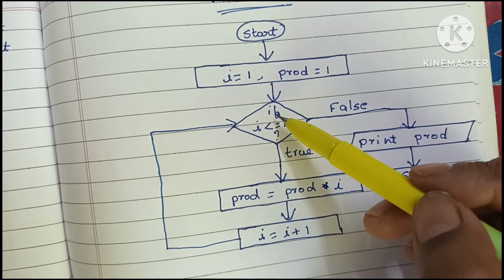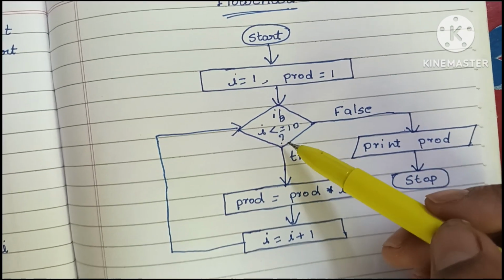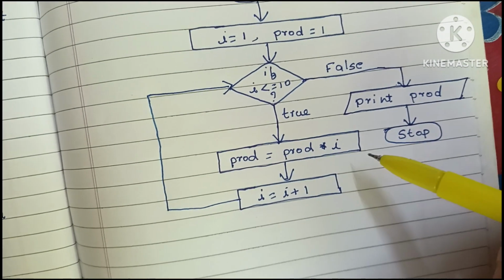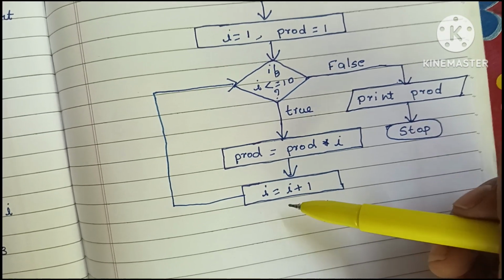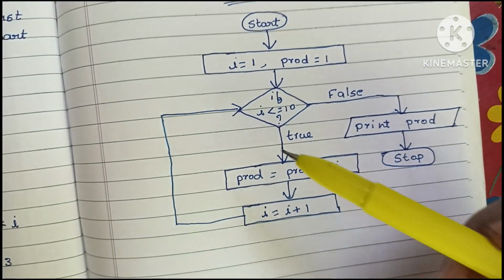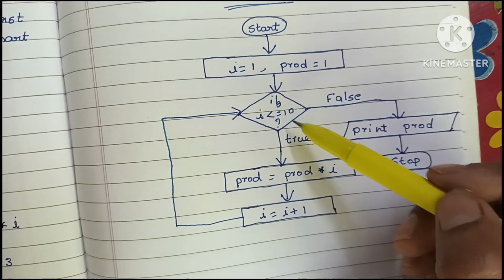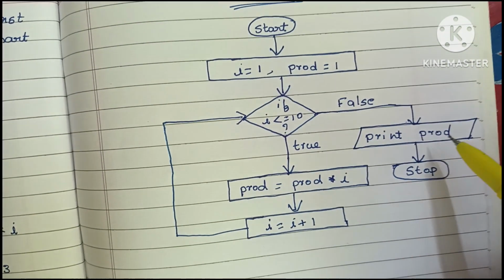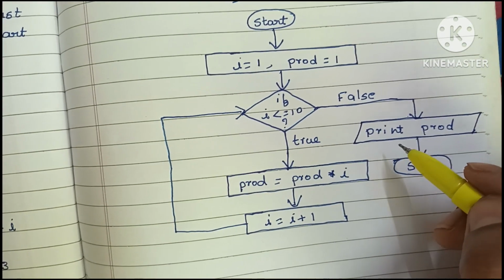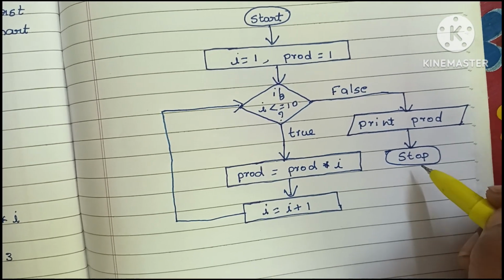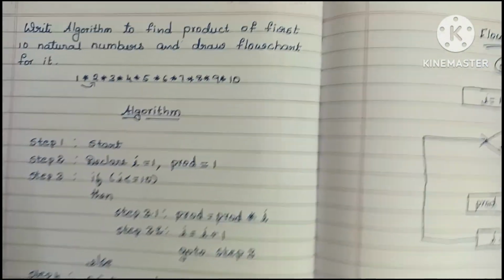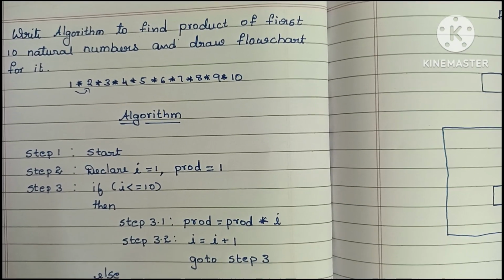Within that we have to write if I value is less than or equal to 10. If this condition is true, we have to calculate the product value, that is product is equal to product into I. Next we have to increase the value of I by 1, that is I is equal to I plus 1, and go back to this comparison. If this condition is false, we have to print product. Output is written within a parallelogram shape. Finally we have to stop the flowchart using the stop statement. So guys, this is the flowchart and algorithm to find the product of first 10 natural numbers.